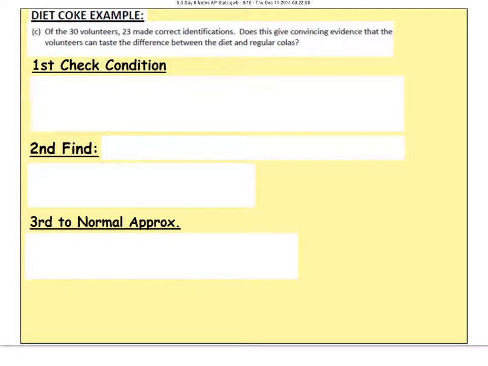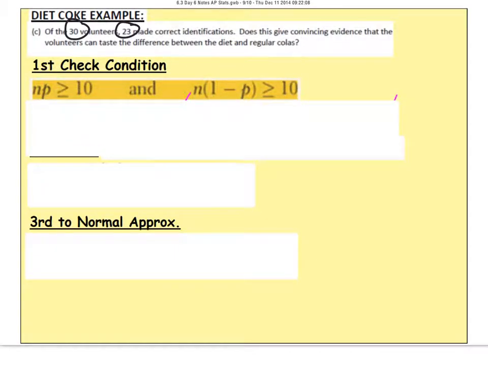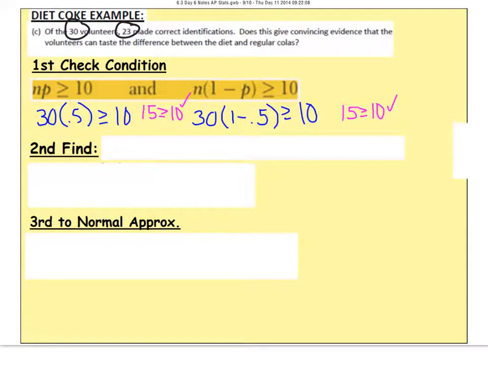Let's go back to that Diet Coke example. Remember, that gal did an experiment and 23 of the 30 volunteers could tell the difference. What if I wanted to do the normal approximation of the binomial distribution instead? I could, and here's how I would do it. I'd first check the conditions. You must show n times p and n times 1 minus p, and you have to put some numbers to it. In this case, our n was 30, probability of success was 50%, so 15 is greater than 10, which is great.